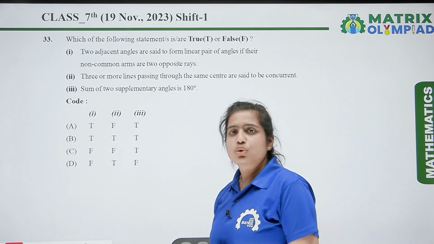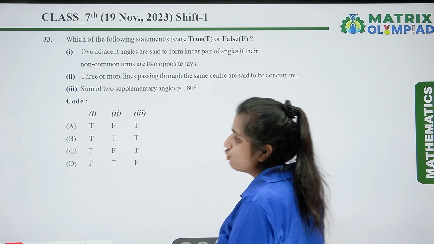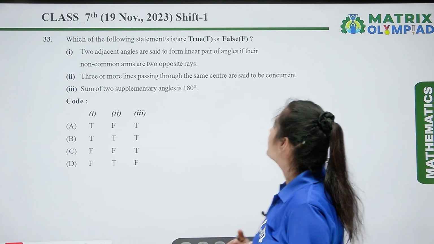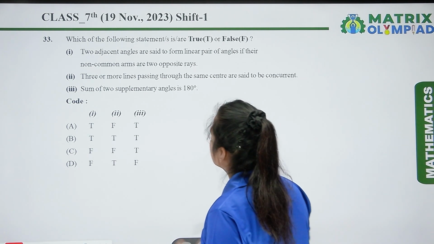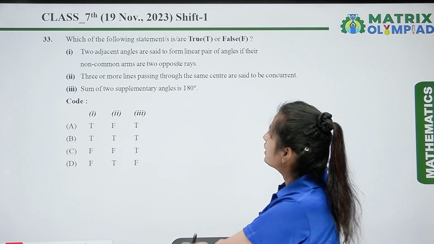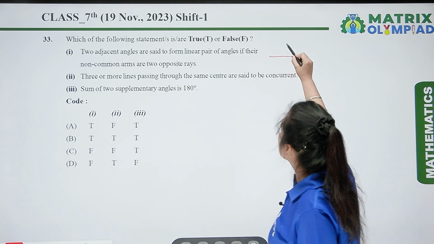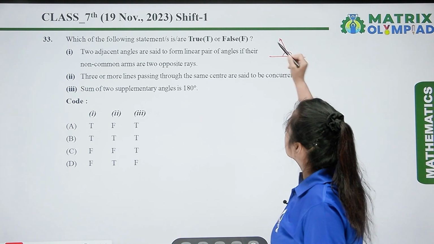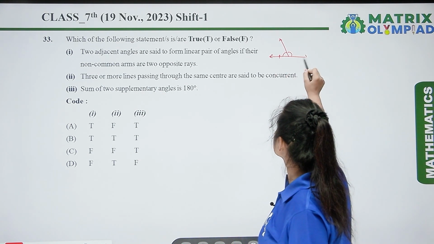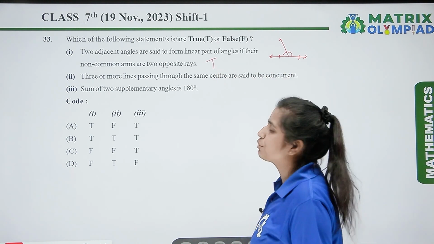Now the next question is question number 33. Which of the following statements are true or false? Now here we have to find out which statement is true and which statement is false. Two adjacent angles are said to form a linear pair of angles if their non-common arms are two opposite rays. So here two adjacent angles are said to form a linear pair. Yes, two adjacent angles are said to form a linear pair if their non-common arms, means these are non-common arms, are two opposite rays. Yes, they are two opposite rays. So this statement is true.